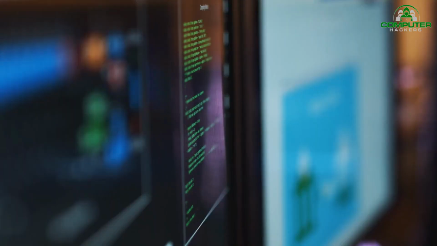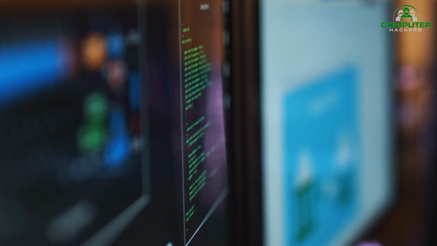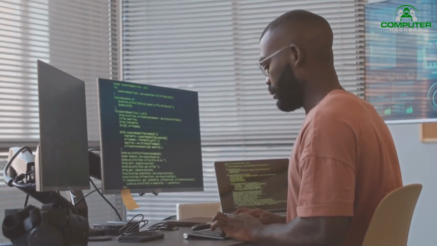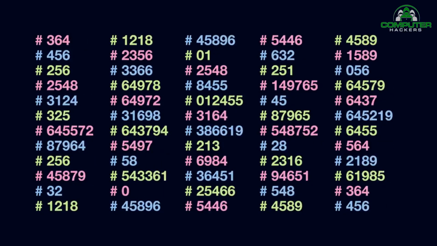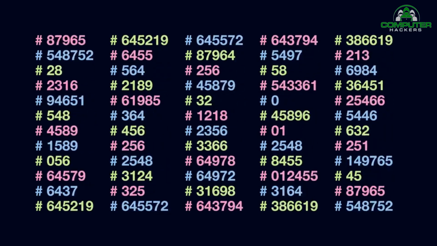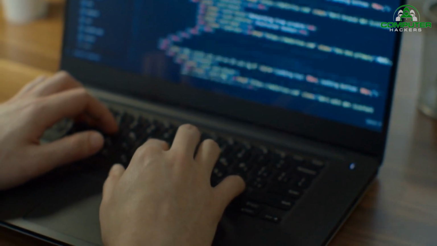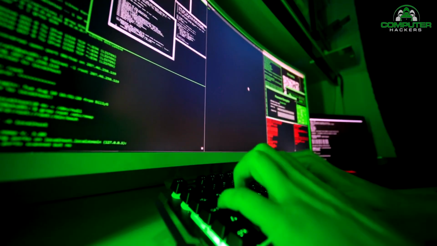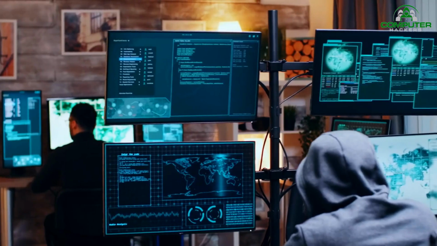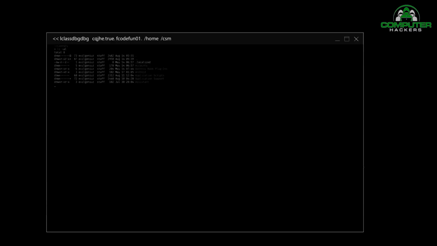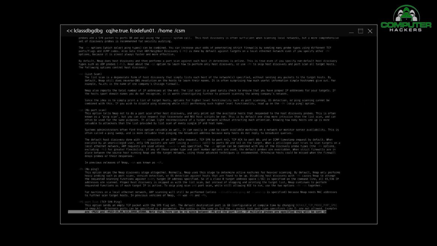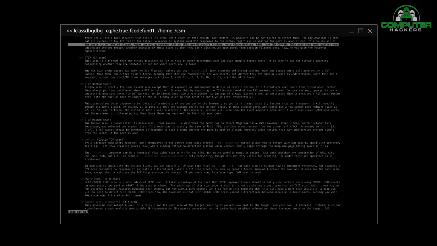Segment 4, Career Opportunities. Now, let's explore the exciting career opportunities in the world of ethical hacking and penetration testing. Industry demand. With the ever-increasing number of cyber threats and attacks, the demand for skilled ethical hackers is skyrocketing. Organizations of all sizes, ranging from tech companies to financial institutions and government agencies, are in constant need of professionals who can protect their systems and networks.